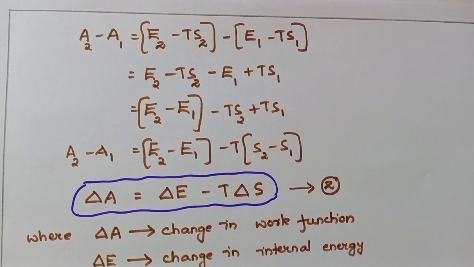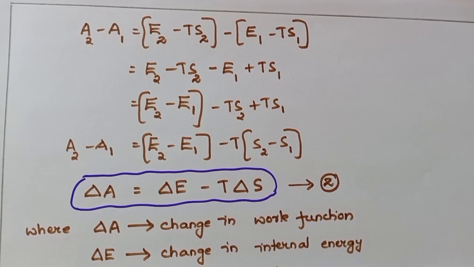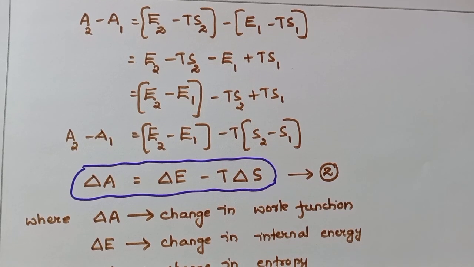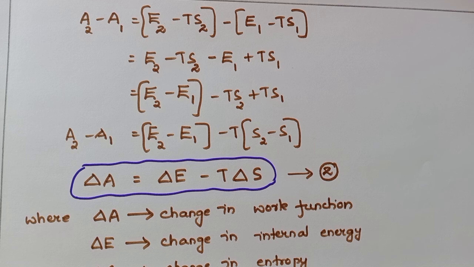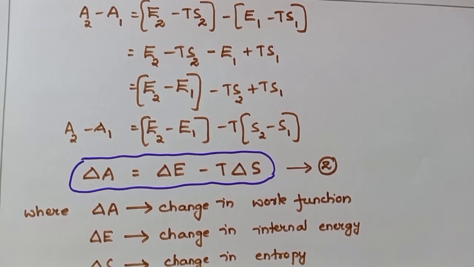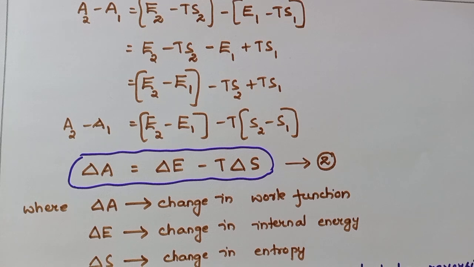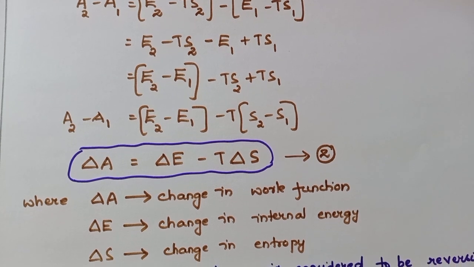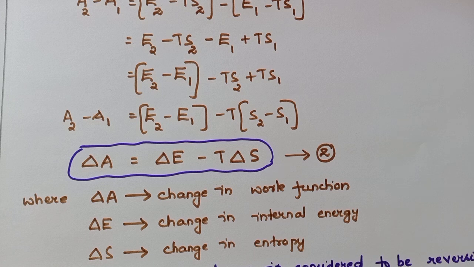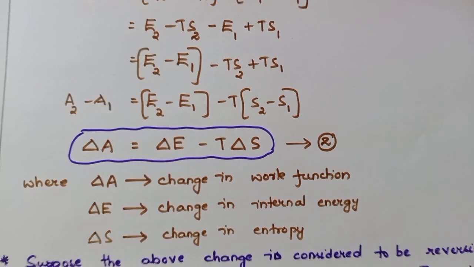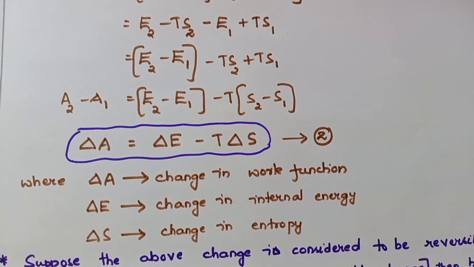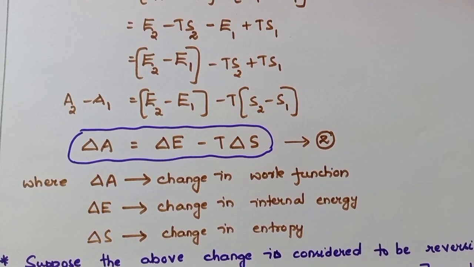Now what is delta A? What is delta E? What is delta S? Delta A, what is A, tell me? Work function. Delta A is the change in work function. What is E? Internal energy. Delta E is the change in internal energy. What is S? Entropy. What is delta S? Change in entropy. Okay.